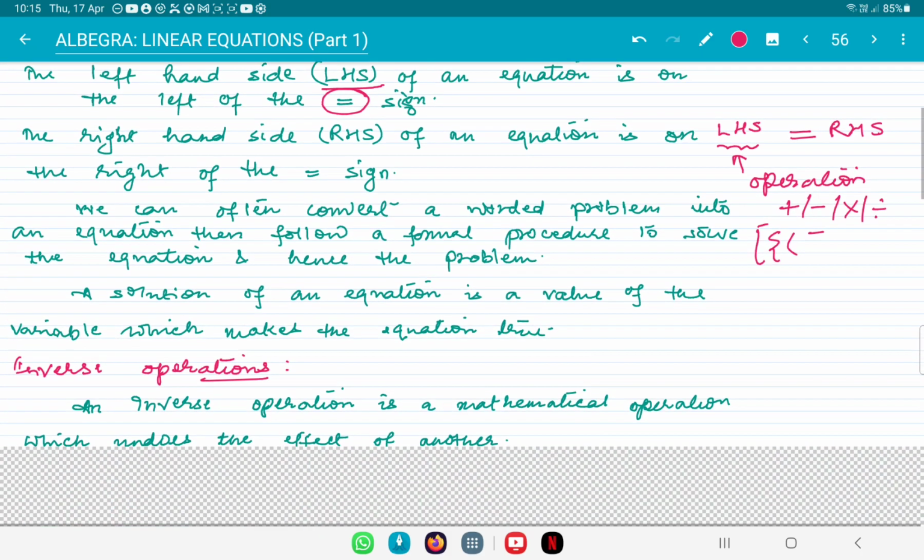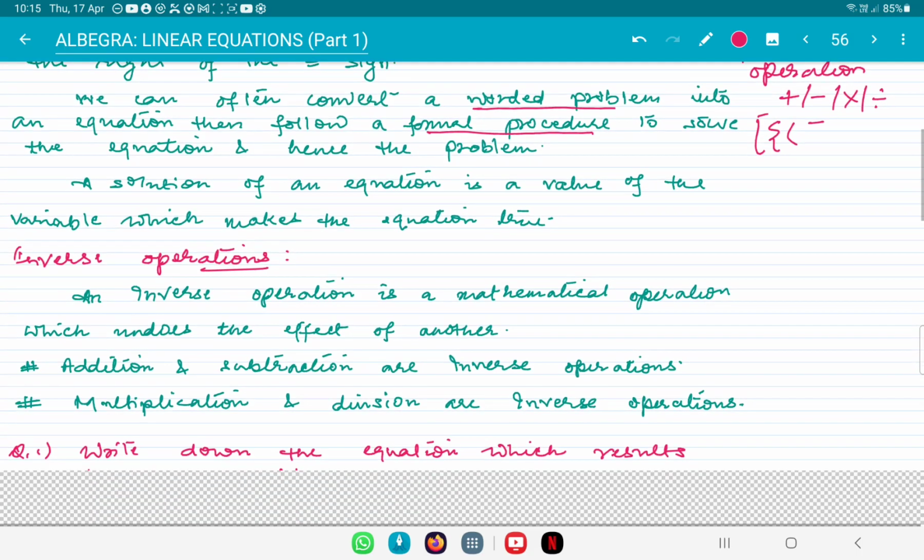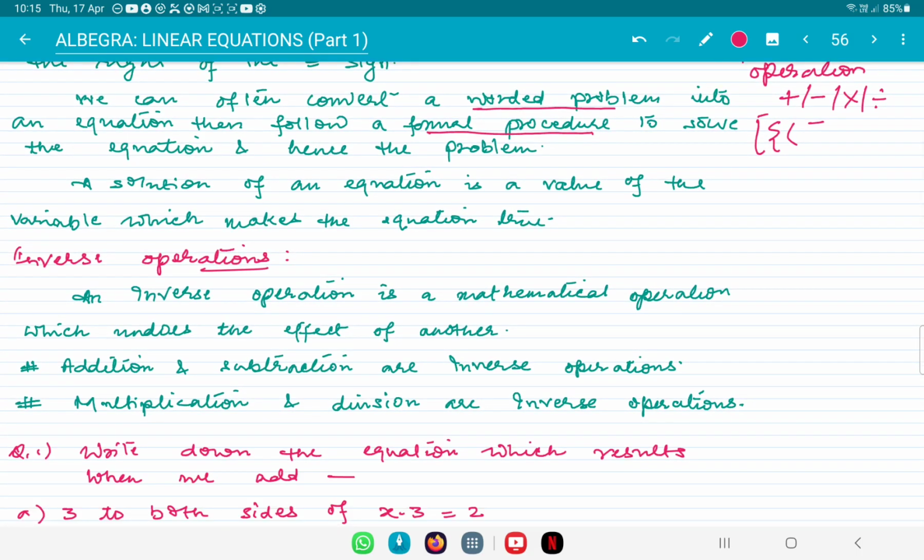We can often convert a word problem into an equation. Then we solve it so that we can easily find the value of a variable. We convert the word problem into an equation, then follow a formal procedure, as we do while solving an equation, to solve the equation and hence the problem. A solution of an equation is a value of the variable. Solution of an equation means you have to find the value of the variable.